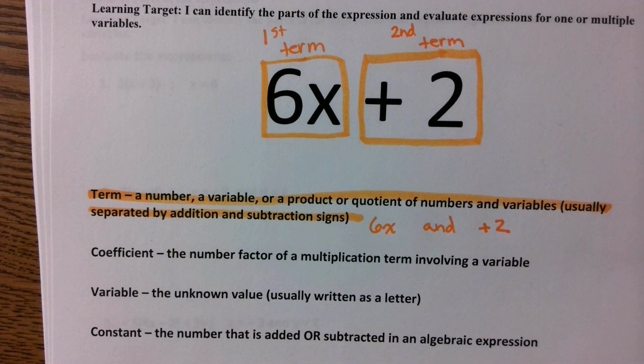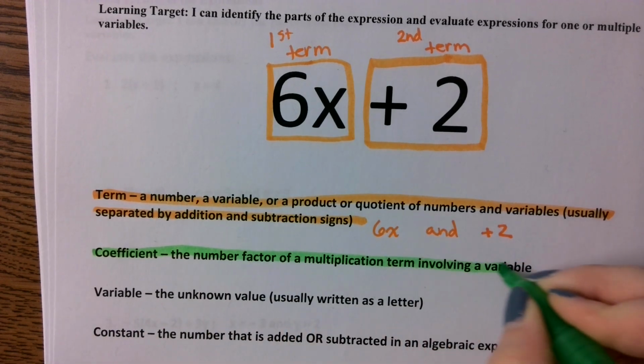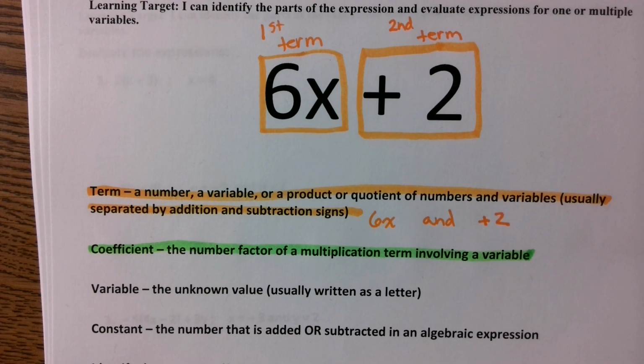Okay? For a coefficient, I'm going to highlight this in my green. We're talking about the number factor of a multiplication term with a variable. It is a number that's basically attached at the hip to a variable.